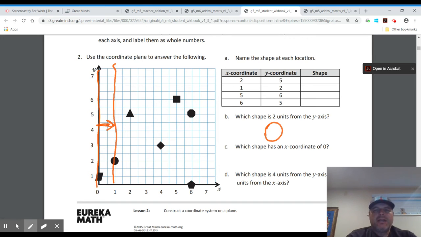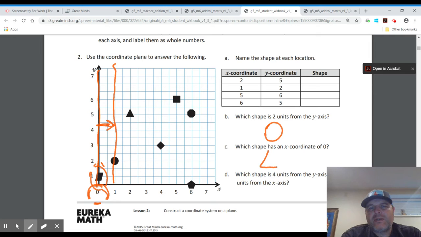All right. Letter C, which shape has an x-coordinate of 0? So the x-coordinate is 0. So let's go to x. This is the x line at the bottom, and this is 0 x. So let's see who is on the 0 x line, and it is our good friend parallelogram. So let's draw this parallelogram. You can actually say what it is too, I guess.